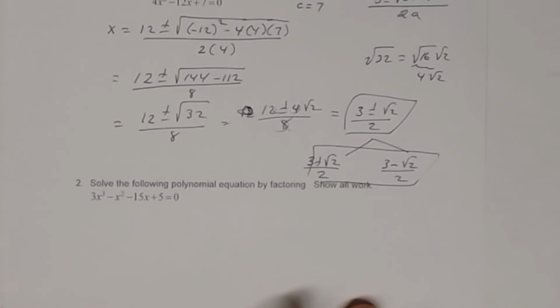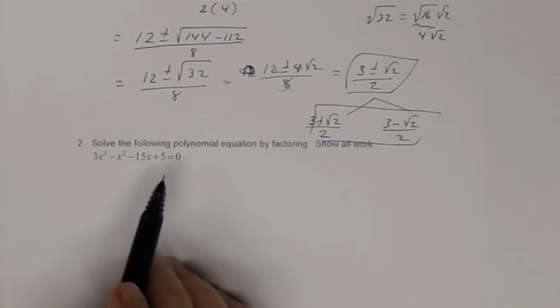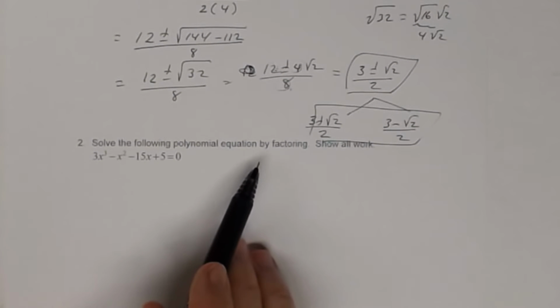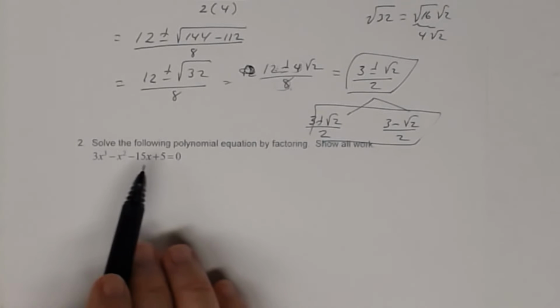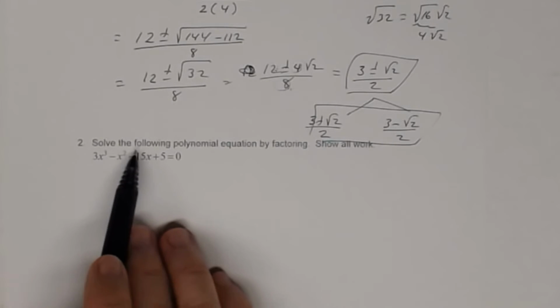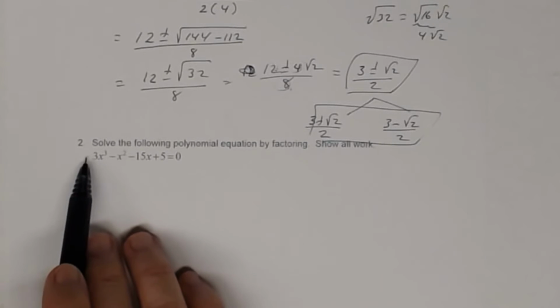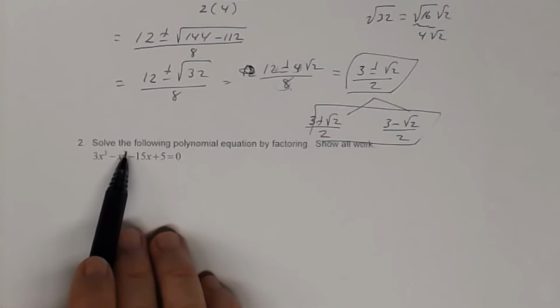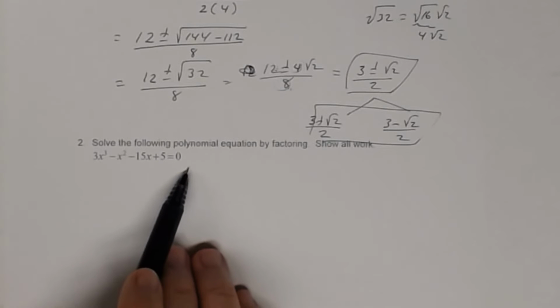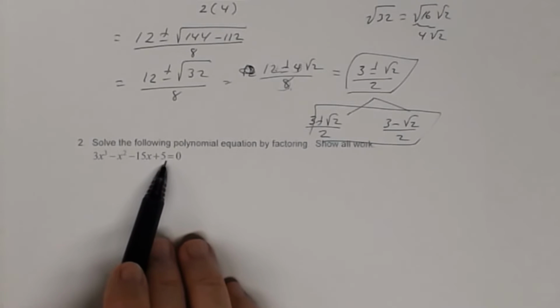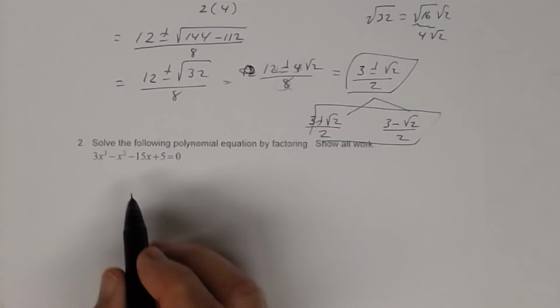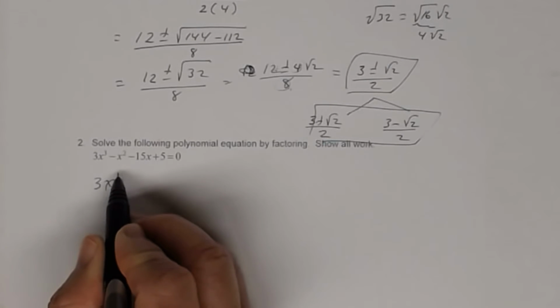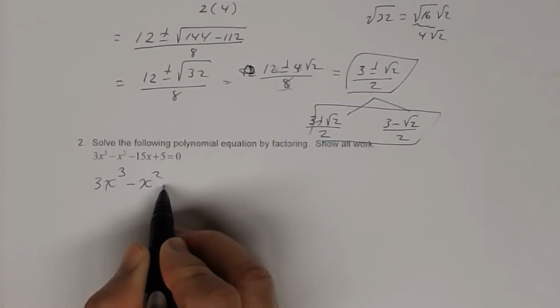Okay? All right, now number 2, you wanted to solve the following polynomial equation by factoring. So we have 4 terms on the left-hand side, and it is in standard form. You have it written in descending order: x cubed, x squared, x, and 5. The constant, rather, is equal to 0. I'm going to go ahead and rewrite this over so you can see the exponents a little bit better.